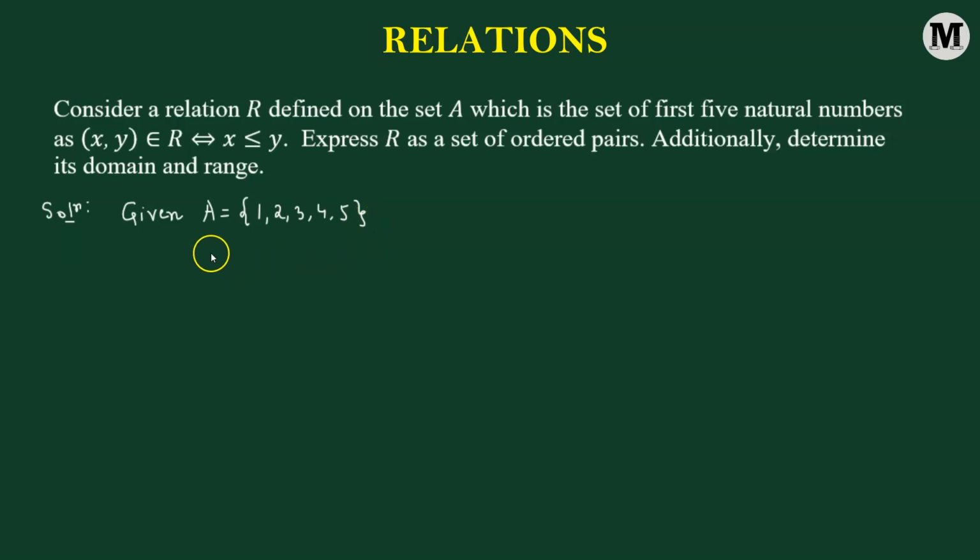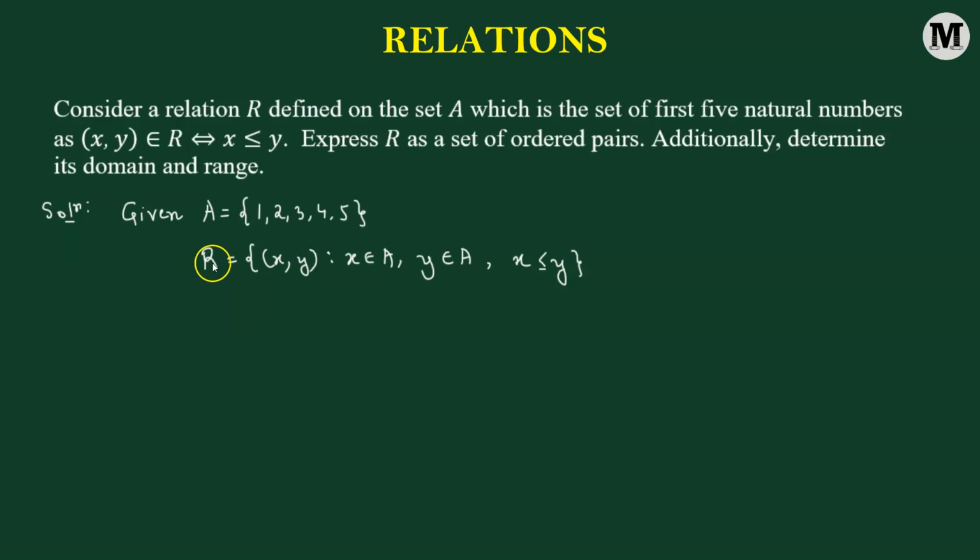Right. Next, we have the relation R. Now the relation R is going to be the set of ordered pairs (x, y). Now what are x and y here? Such that x belongs to the set A and y belongs to the set A as well, because this is a relation on A with the condition that x is less than or equal to y. So our goal will be to find out this relation R.